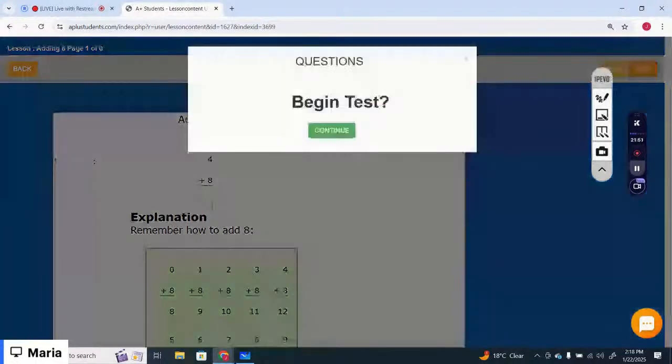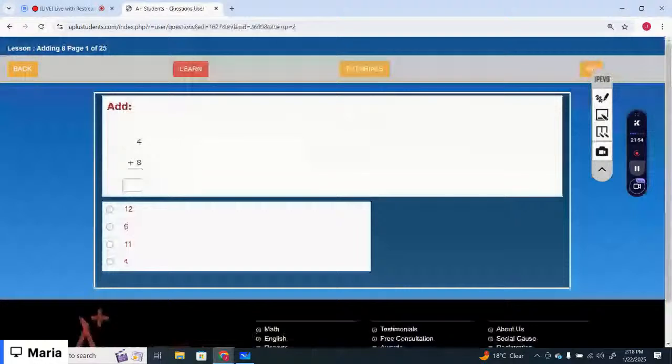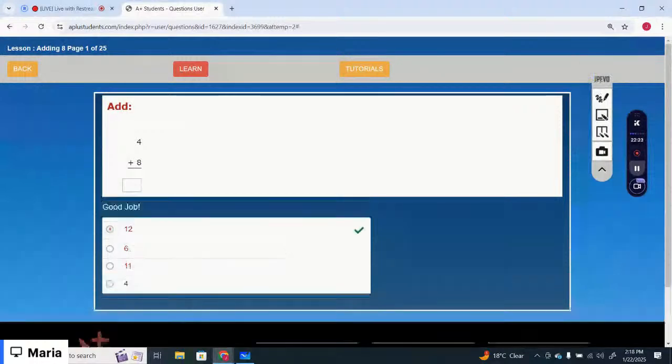Let's just start with the test questions. Now we're going to see how do we add 8. 8 plus 4, which is the correct option? That is 8 plus 4 makes 12. Option number 1 is the correct option. That is 12.